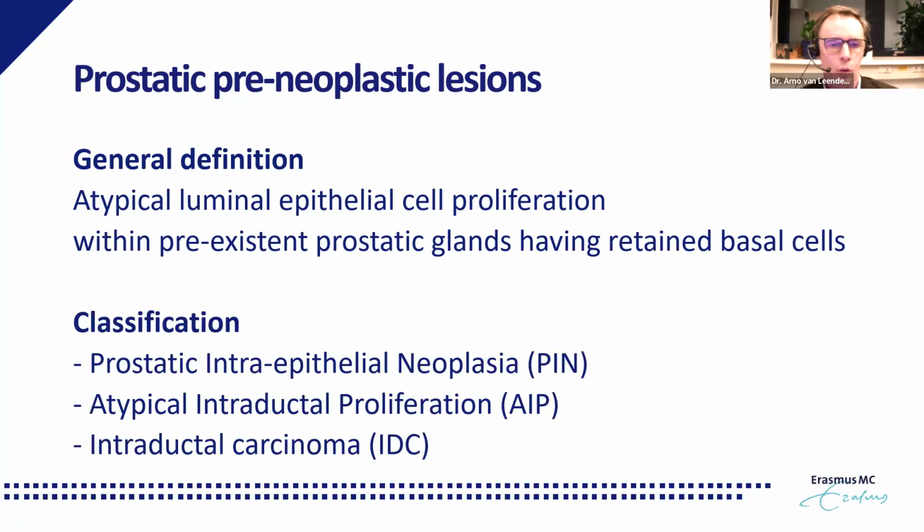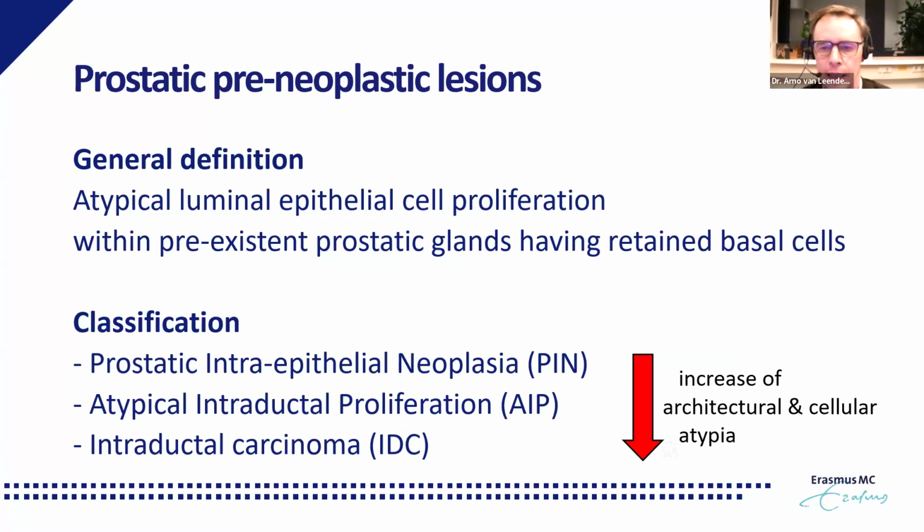So, of course, you all know that there are 3 kinds of precursor or preneoplastic lesions in the prostate, and those are prostatic intraepithelial neoplasia, atypical intraductal proliferation, and intraductal carcinoma. And I'm sure you're all aware that there is a kind of derangement in these precursor lesions. So PIN has the least architectural derangement and intraductal carcinoma the worst. And we will come back to that later.